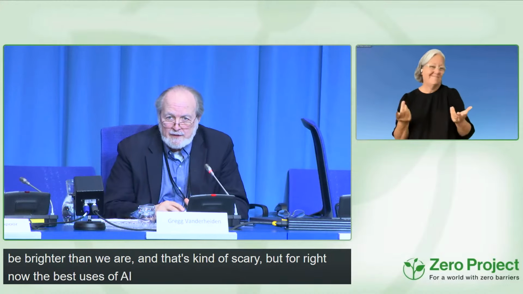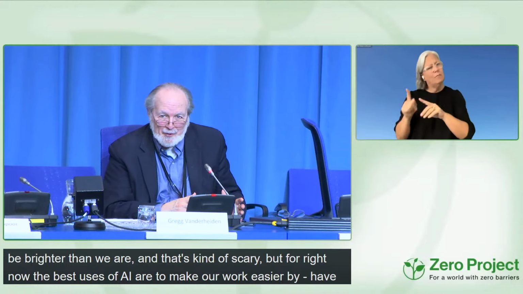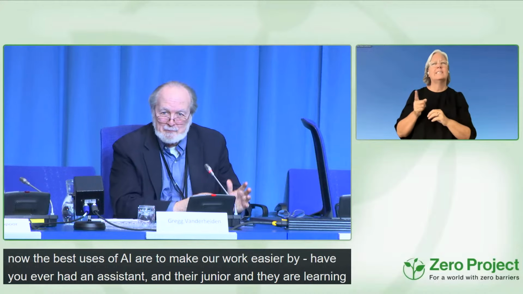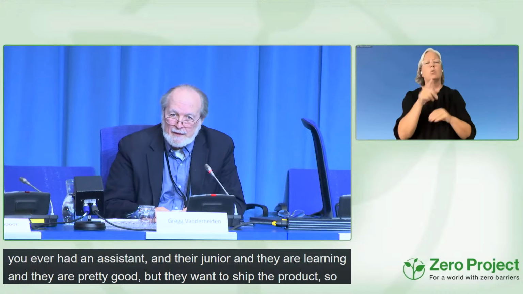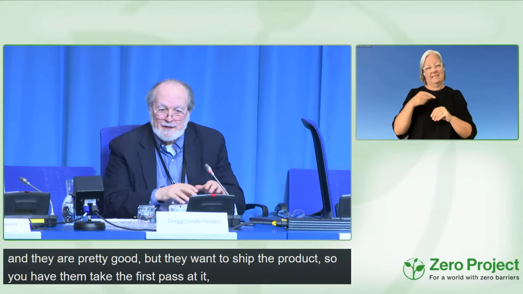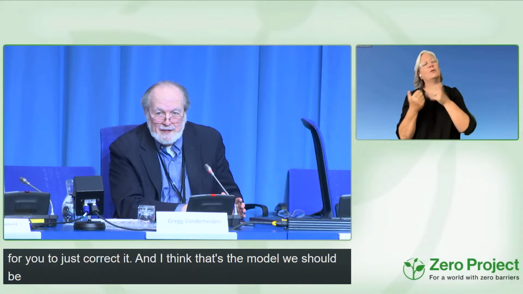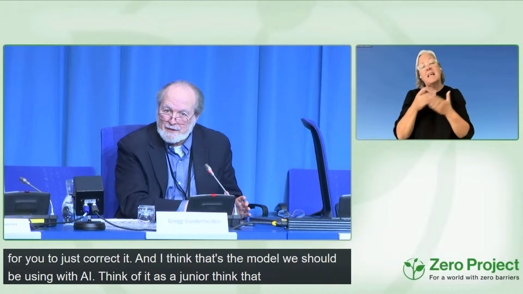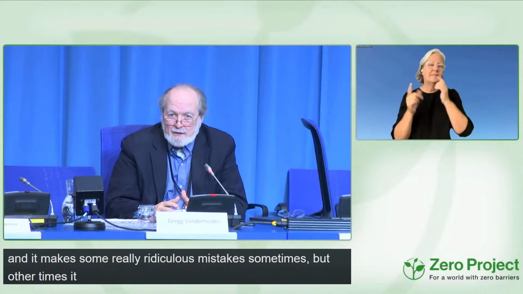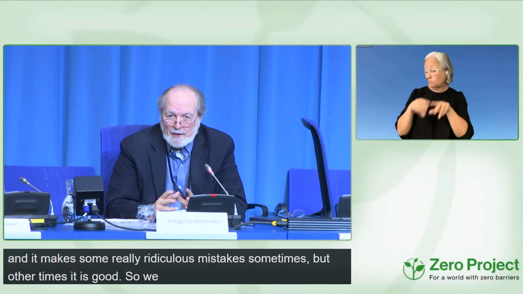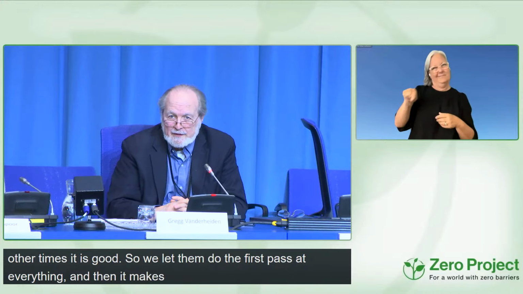Have you ever had an assistant who is junior and learning and pretty good, but you don't want to ship their product? So you have them take the first pass at it, and then it's a lot easier for you to just correct it. And I think that's the model we should be using with AI. Think of it as a junior that's still learning, and it makes some really ridiculous mistakes sometimes, but other times it does well. So we let it do the first pass at everything, and then it's a lot easier for us to come along, and we don't have to do the easy stuff. But we need to have that correction, and I think that's the key.